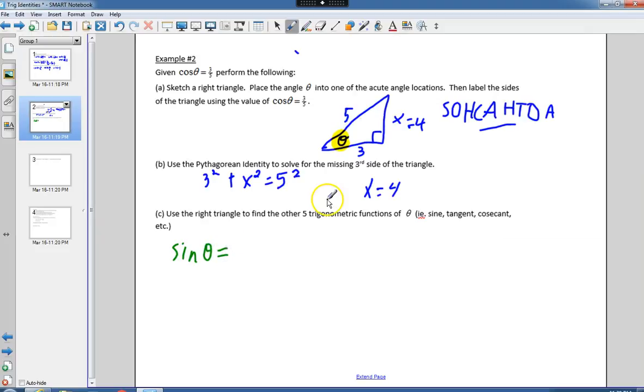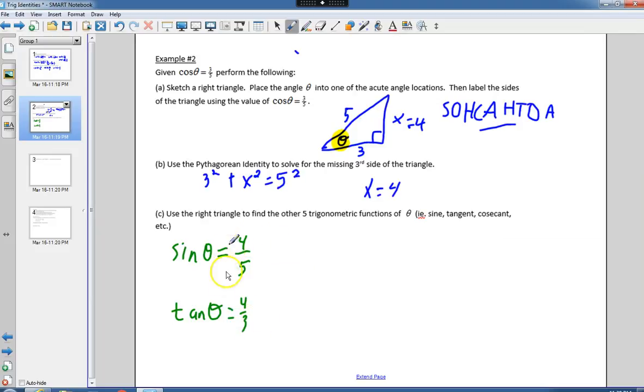So sine of theta, using SOHCAHTOA, we know should be the opposite side over the hypotenuse. The opposite side from theta is 4, and we can write, therefore, that the sine of theta is 4 over the hypotenuse of 5. All right, next we'll calculate the tangent of theta. Tangent of theta using SOHCAHTOA should be equal to the opposite side over the adjacent side from the angle theta. So with the opposite side being 4 and the adjacent side being 3, that makes tangent of theta equal to 4 over 3.